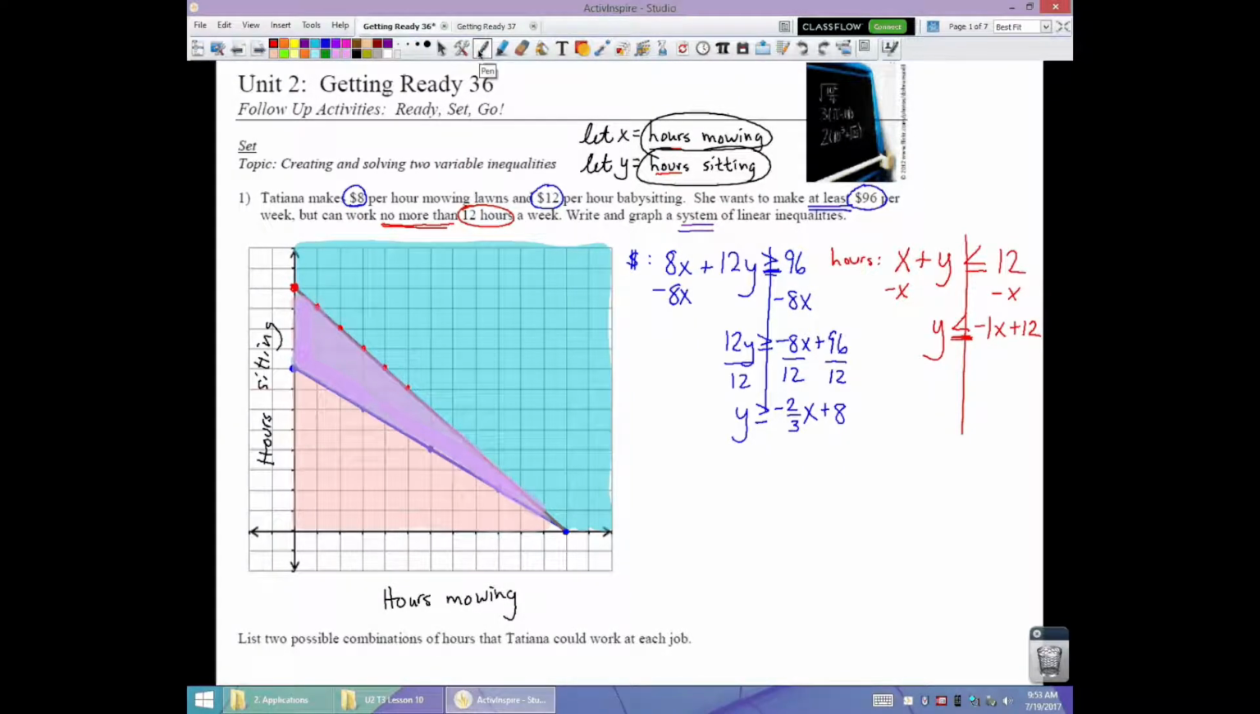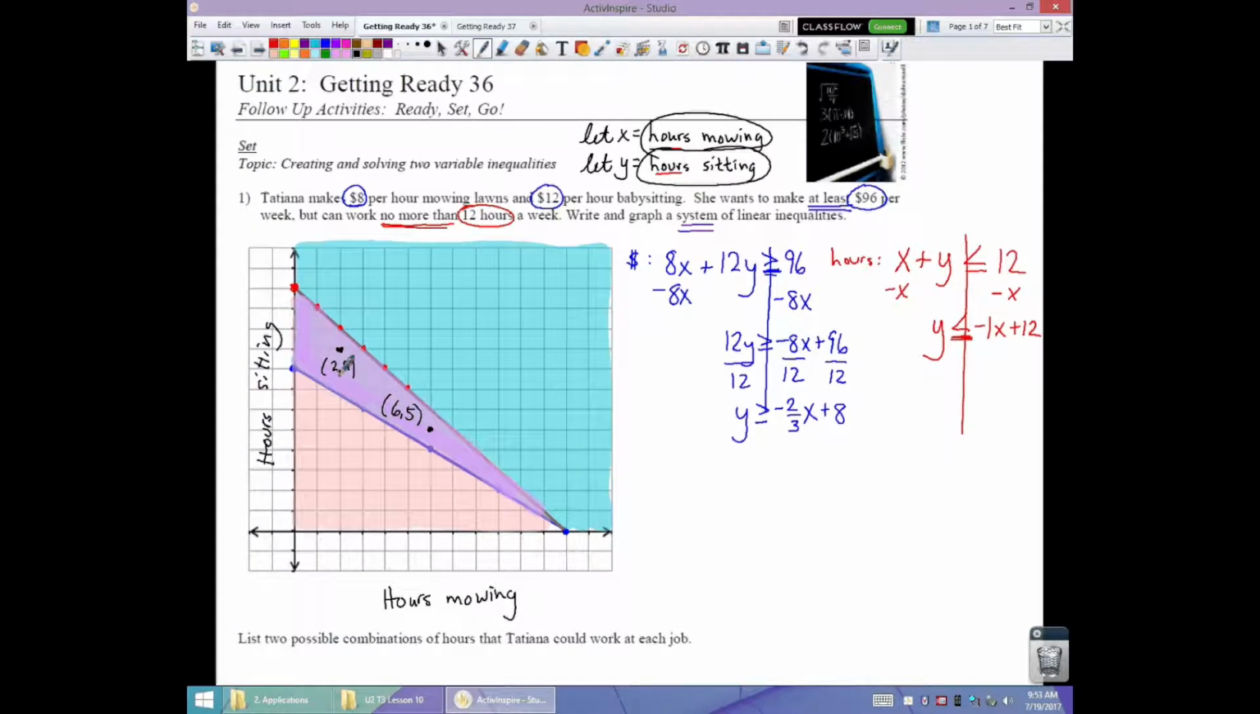So the last part of this says list 2 possible combinations that Tatiana could work. Well, that can be any 2 points that are found in this purple region. So there's one and here's one. So let's identify those. This first one is 2, 9. The second one is 6, 5. So what do those represent?